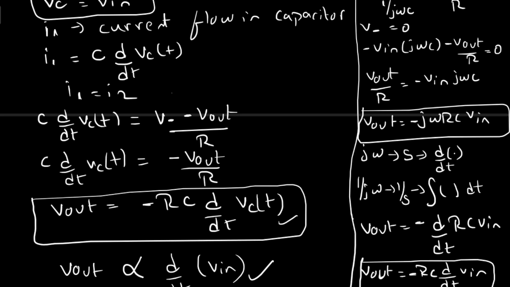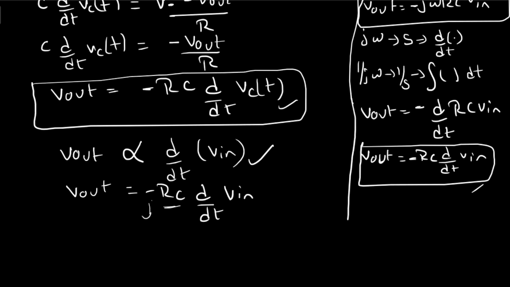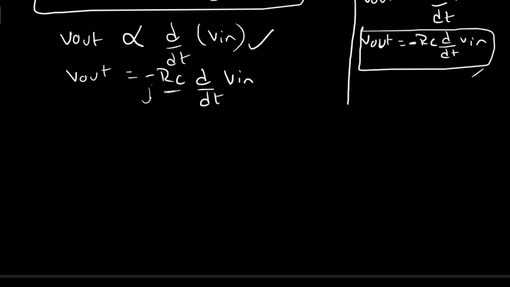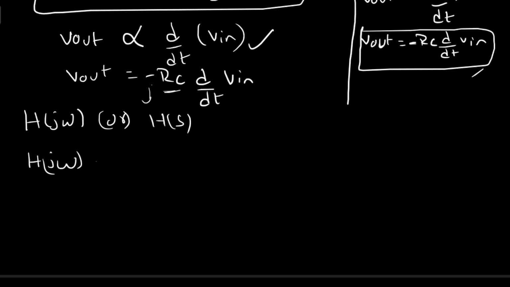By using node currents, here we are using nodal analysis, so anyway we got the same answer. You can use any method. Okay, so this is the way to determine the output voltage for the differentiator circuit. And now you have to determine the transfer function. The transfer function can be represented as H of j omega, or as H of s.